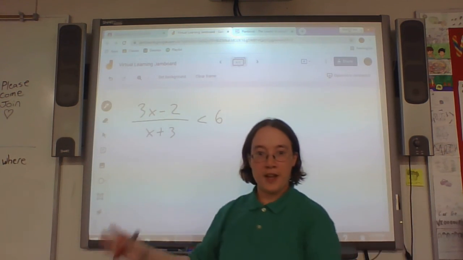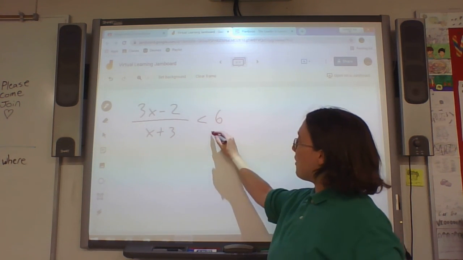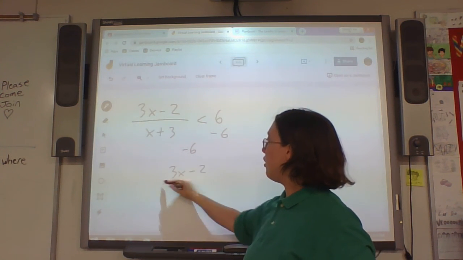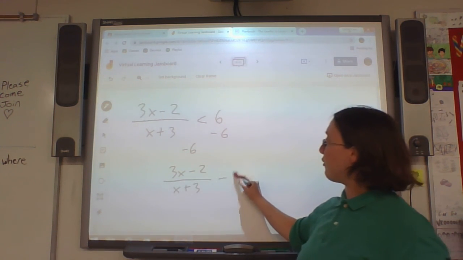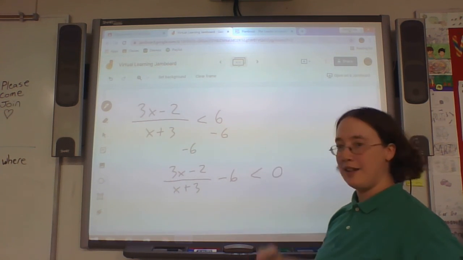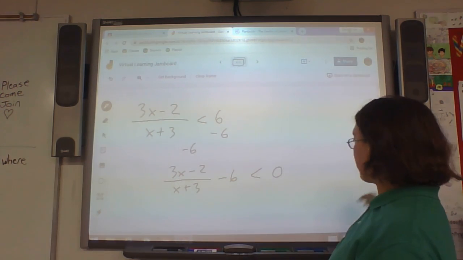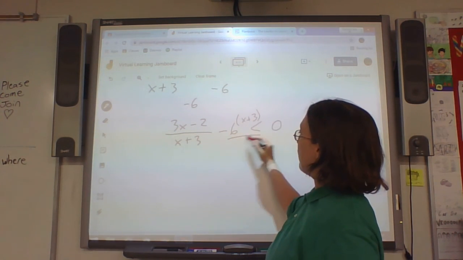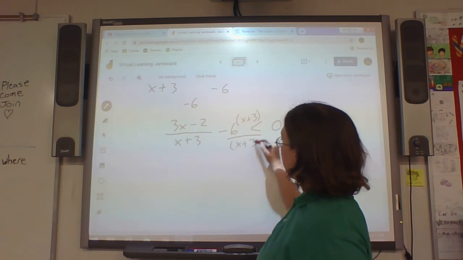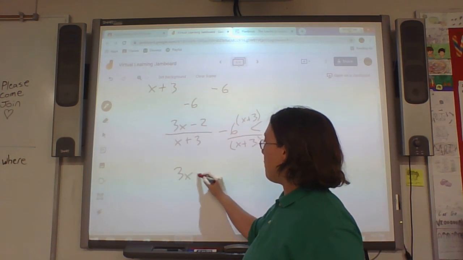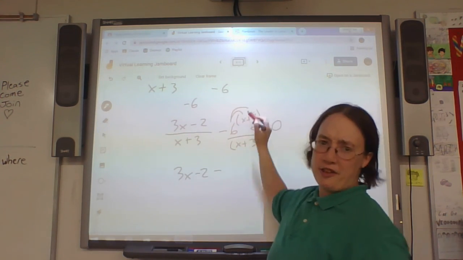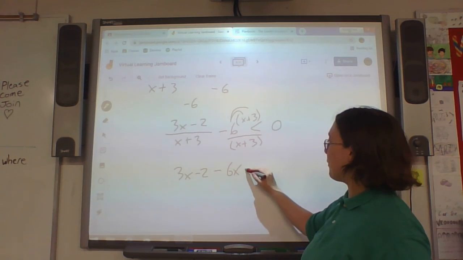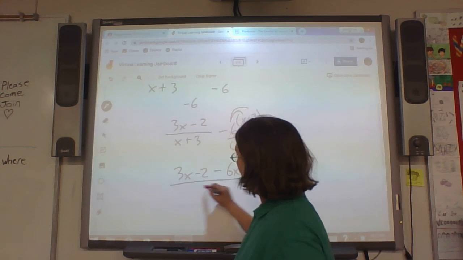Okay, so same sort of thing. We're going to take that 6 and we're going to subtract it over to the other side of our inequality first. So we got 3x minus 2 over x plus 3 minus 6 is less than 0. In order to add or subtract things that have fractions, we need some common denominators. So we're going to take this times an x plus 3 over an x plus 3. So we got 3x minus 2 up top. Minus, I'm just going to go ahead and distribute this here. We can combine that step now. Minus the 6x, and then minus 6 times 3 gives you 18 over that x plus 3.